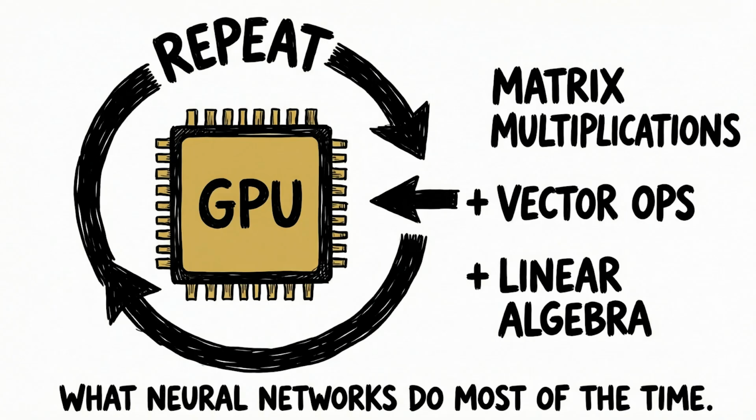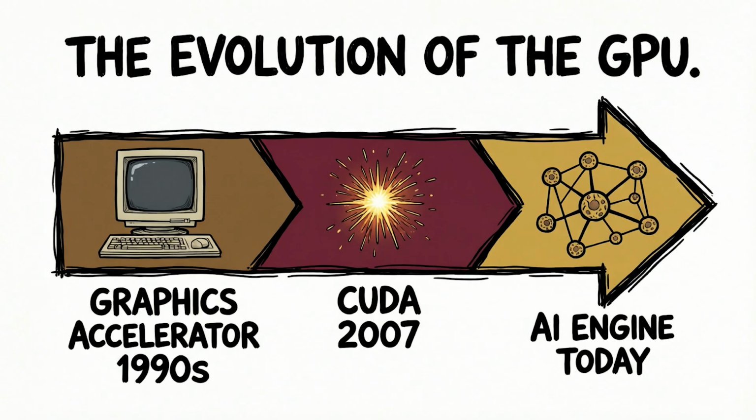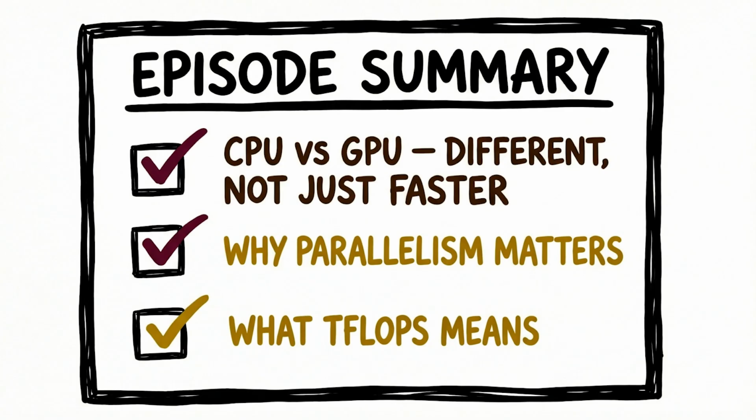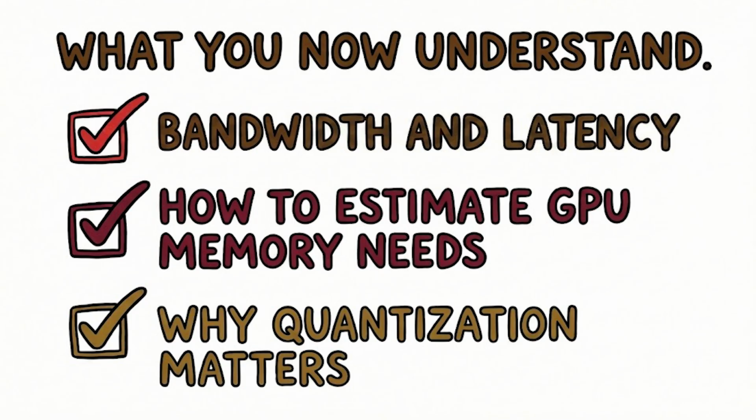Neural networks spend most of their time performing the same kind of operation over and over again: matrix multiplication, vector operations, and other forms of linear algebra. These are precisely the kind of workloads GPUs were designed to execute efficiently and in parallel. In this video, we have seen how GPUs evolved from graphics accelerators into the computational engine behind modern AI. We've explored how they differ from CPUs, why parallelism matters, what TFLOPS, bandwidth, and latency really mean, how to estimate the memory requirement of a large language model, and why quantization has become essential for running today's models efficiently.